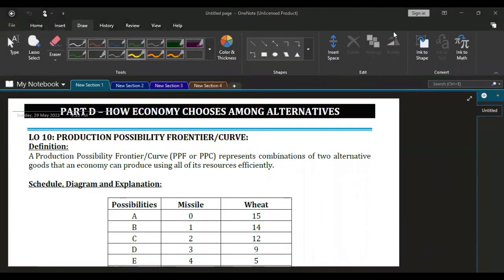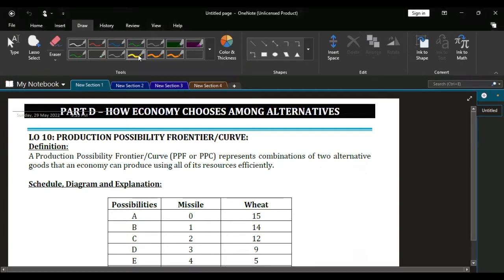Jawad Ahmad, and today we are present in our next economics class in which we are going to study what is production possibility curve or frontier.